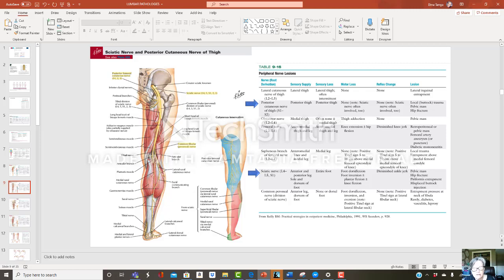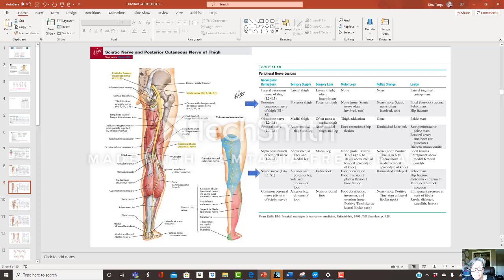So the sciatic nerve is L4, L5, S1. Sensory supply is anterior and posterior leg. It did not say thigh. That is coming from the posterior cutaneous nerve. The sciatic nerve is anterior and posterior leg, sole and dorsum of the foot. Sensory loss is the entire foot. The posterior cutaneous nerve is the posterior thigh sensory loss. Sciatic nerve is the entire foot.